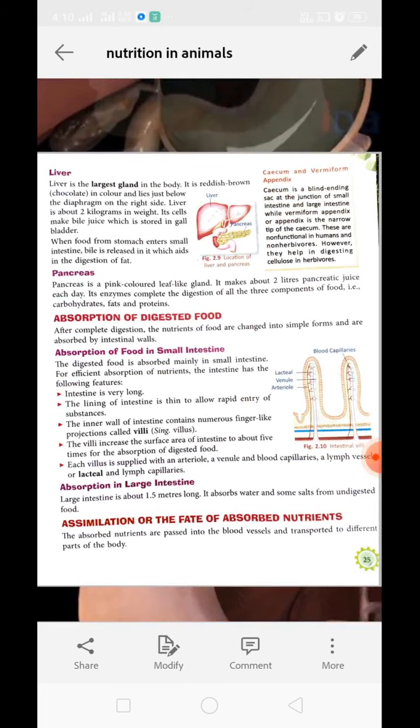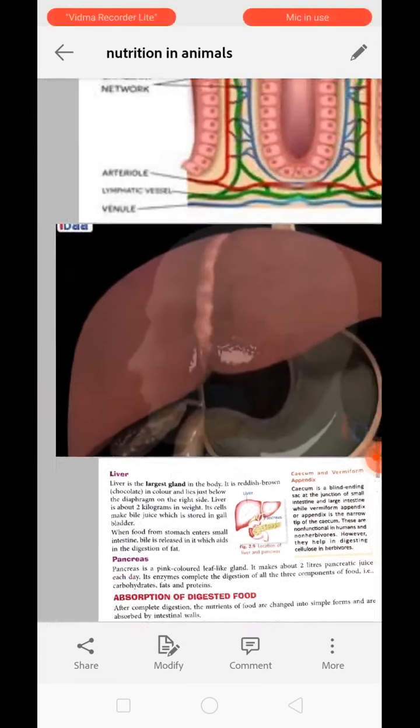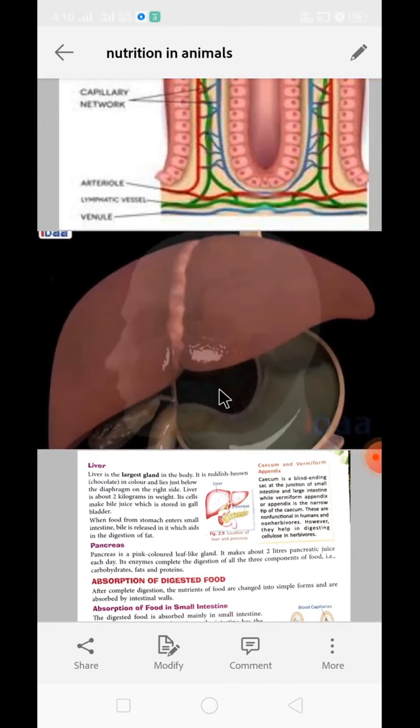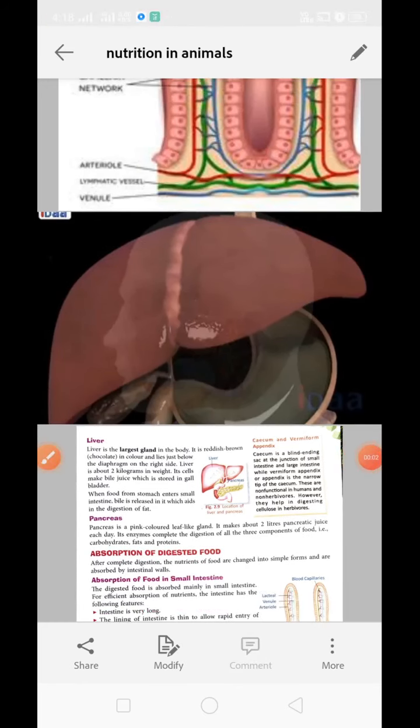Okay, now first discuss about the liver. Liver is the largest gland of our body. This is how the liver looks like. It is present above the stomach. This is the stomach and this is the liver. It is reddish brown in color, or we can say chocolate brown, which lies just below the diaphragm. Diaphragm is just present above this liver. If we are talking about a healthy and mature person, the weight of this liver is about 2 kilogram. Okay, and it makes lots of bile juice which is stored in a gallbladder.